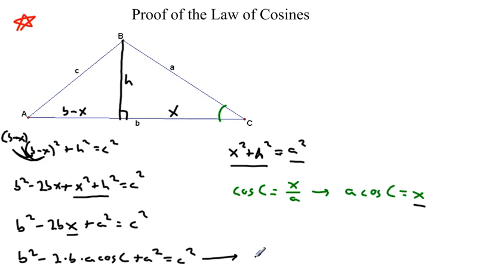We need to just write things in a different order. C squared equals, I'm going to put these two terms together, so a squared plus b squared minus 2 times a times b times the cosine of angle C. And there's where the law of cosines comes from. That one's kind of complex, but make sure you know it. I guarantee you it's going to be on your next test.